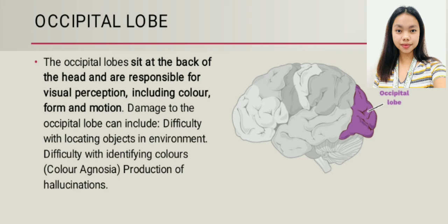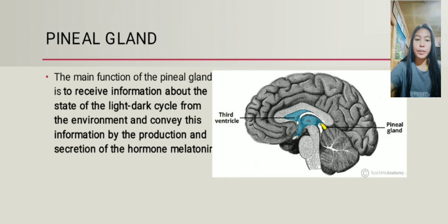Occipital lobe. The occipital lobes sit at the back of the head and are responsible for visual perception, including colors, form, and motion. Damage to the occipital lobe can include difficulty with locating objects in the environment, difficulty with identifying colors, and production of hallucinations.